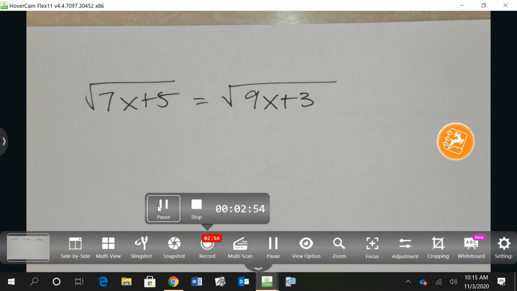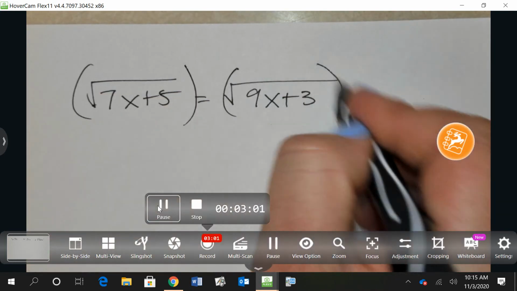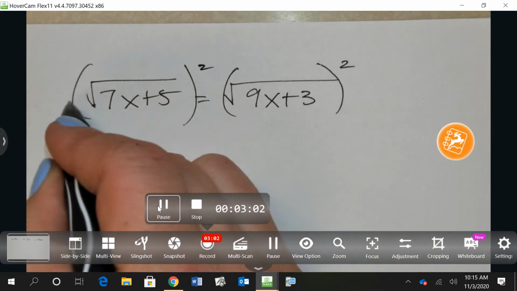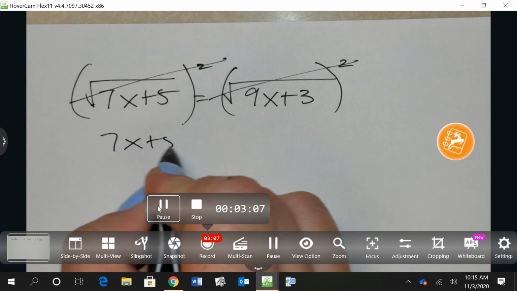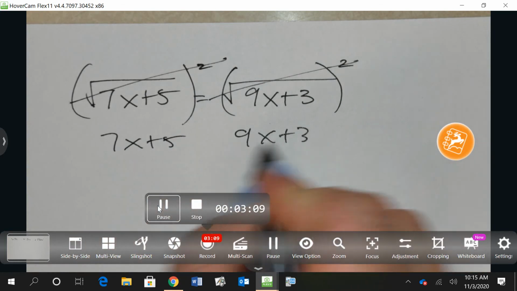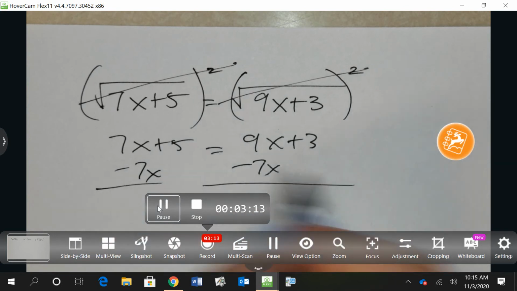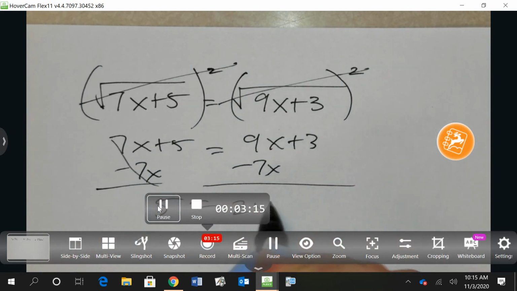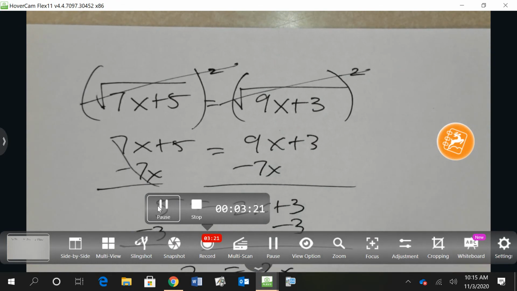So let's figure this out mathematically first. So to get rid of a square root, I'm going to square both sides. Whatever I do to one side, I have to do to the opposite side. And they cancel out because they're opposite operations, and I have 7x plus 5 equals 9x plus 3. Now we're going to move the x's to the side of your preference. 5 equals 2x plus 3, and 2 equals 2x, divided by 2, and x equals 1.